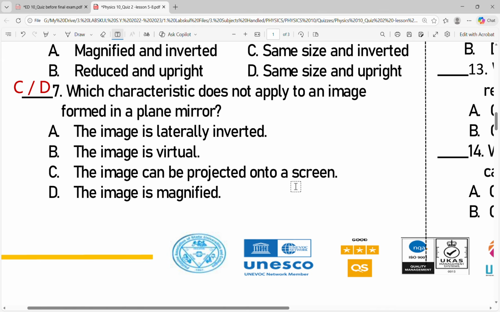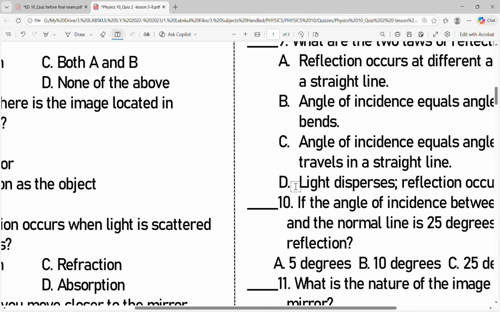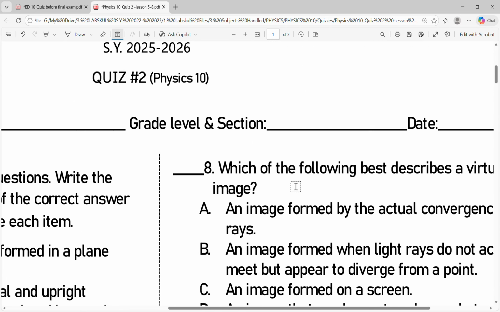And letter D, the image is magnified, meaning bigger. Right, in a plane mirror, the image that you could see is the same size as the object you're looking at. So this negates the characteristics of a plane mirror. So the answer in number 7 is letter C or letter D. I hope it's clear to everyone.